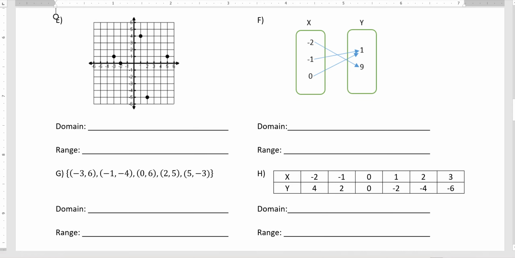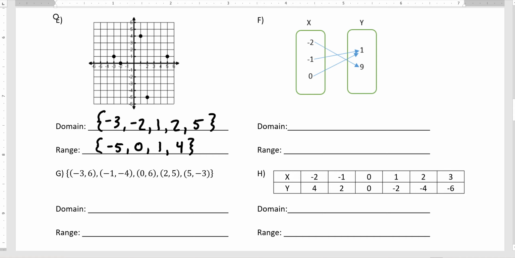All right, let's see how we did here on letter E, F, G, and H. So looking at letter E, we got these 5 sets of information here. Starting with the domain, I'm going to work left to right here. So I got -3, -2, 1, 2, and 5. And then for my range, I'm going to go bottom to top. So I got -5, 0, 1, and 4. I think that covers it all. Very nice.